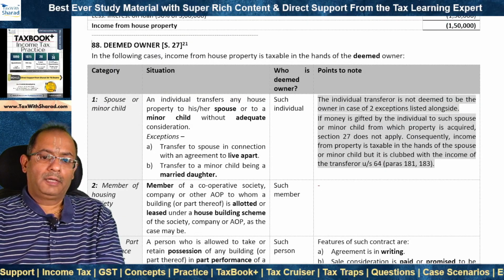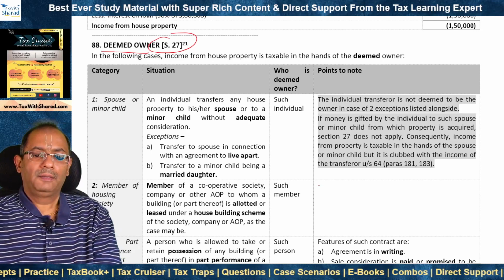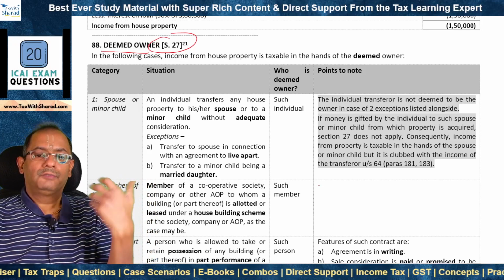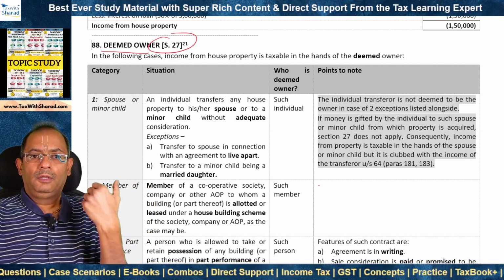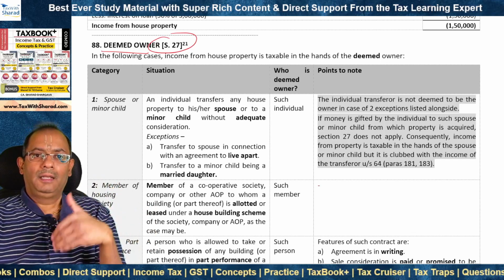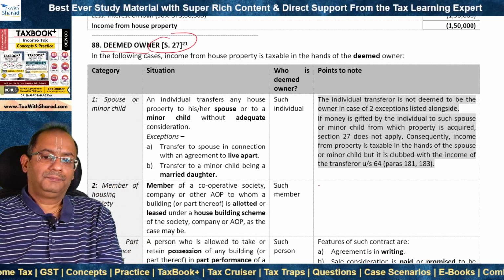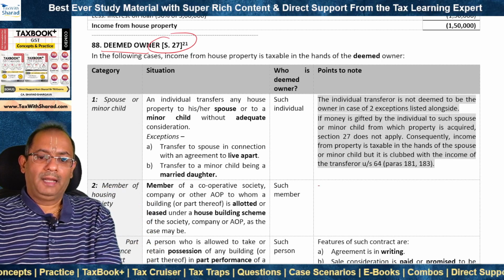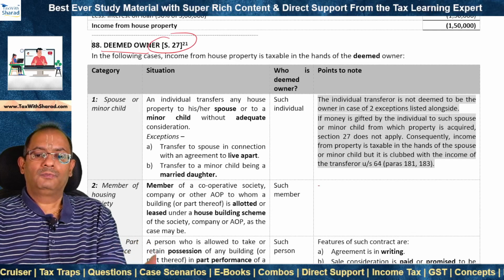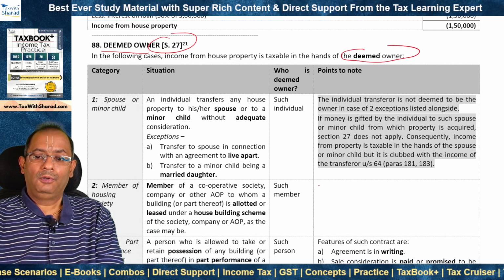Finally, in this video, we will look at the concept of deemed owner under section 27. The objective of this concept is to prevent tax avoidance, whereby individuals tend to transfer their house property to someone else, so that the income is not taxable in their hands but in the hands of some other person. So thereby they avoid tax. So there is a list of categories in section 27 which we will discuss, and in those categories, income from house property is not taxable in the hands of the actual legal owner but in the hands of the deemed owner.